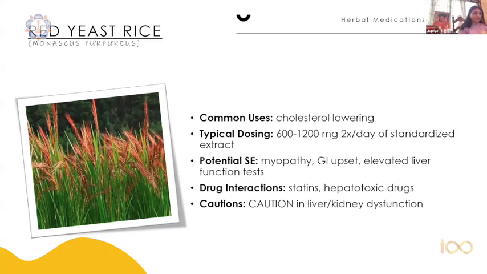It can cause GI upset and elevate your liver function tests. So if you draw blood and your panel comes back with an elevated liver function test and you're on this, definitely let your doctor know you are on this medication. So drug interactions would be statins or cholesterol lowering agents, and any medicine that can be toxic to your liver, be cautious of that. So use caution if you have existing liver and kidney dysfunction.